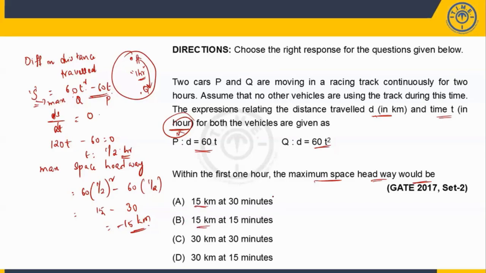At what time? Space is 15 kilometer. We have two options matching. At what time? Half an hour. Half an hour means 30 minutes, so option A will be our answer. We'll move on to the next question.